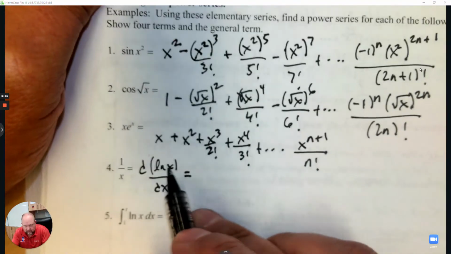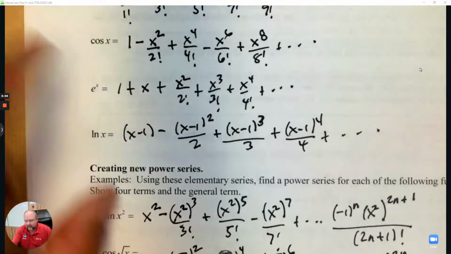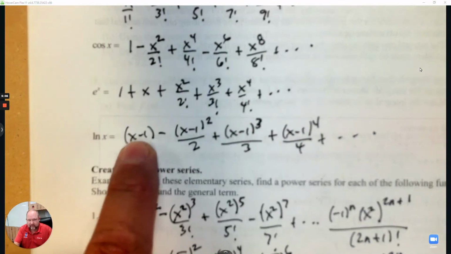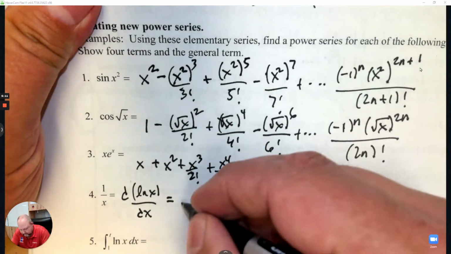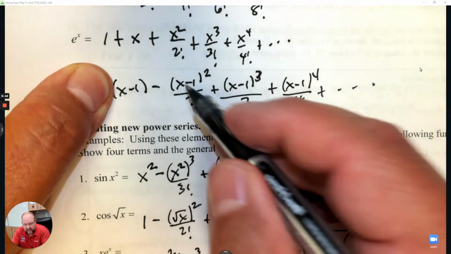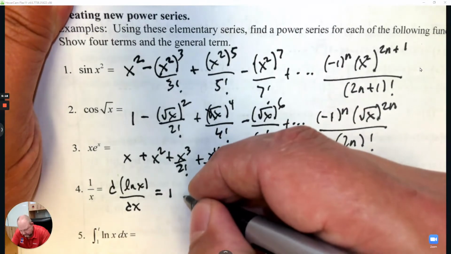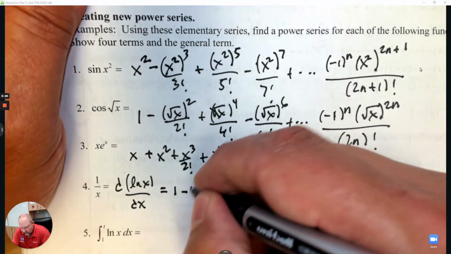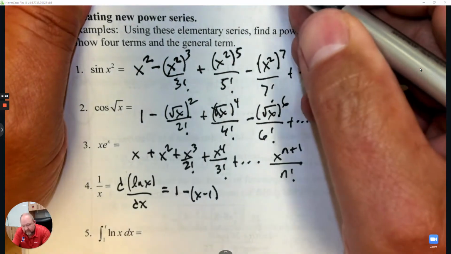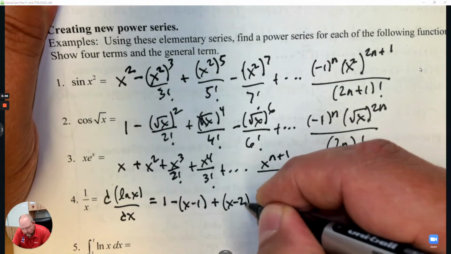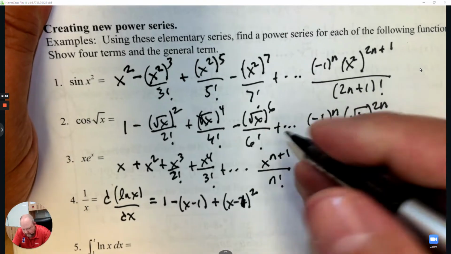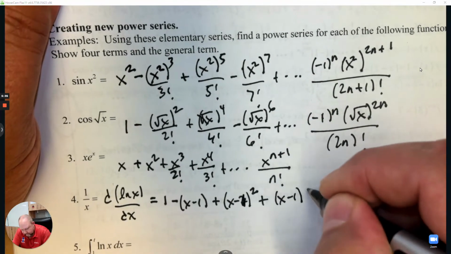So 1 over x is the derivative of ln x, which means I would take each one here, and I take the derivative of each one as I go across. So the derivative of x minus 1, you take 2 times that, they cross out, so you have x minus 1. The next one, 3, and the 3's cross out. Make sure you subtract 1 from the exponent, and then you start seeing the pattern.